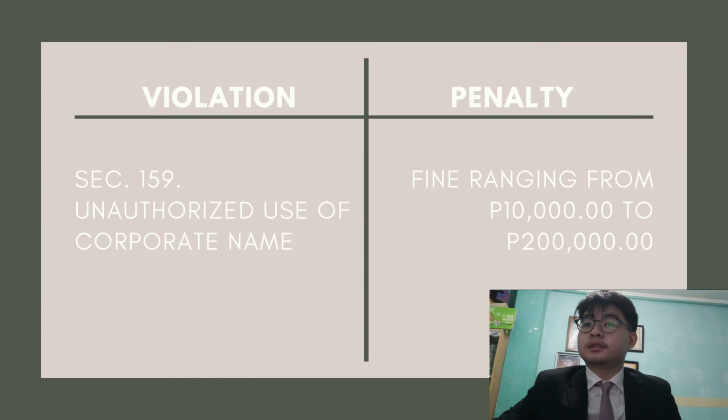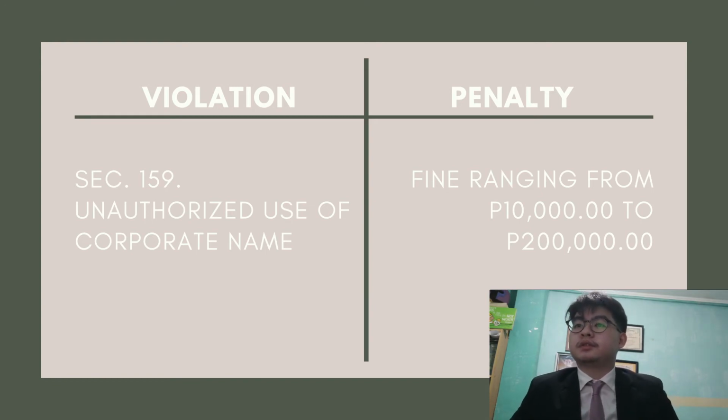In the next following sections, 159 to 168, are prohibited acts and their respective penalty. In here I will enumerate them. Section 159. Unauthorized use of corporate name. Since one cannot use a corporate name that is already existing, otherwise it would be the unauthorized use of a corporate name. The penalty will be a fine ranging from 10,000 pesos to 200,000 pesos.